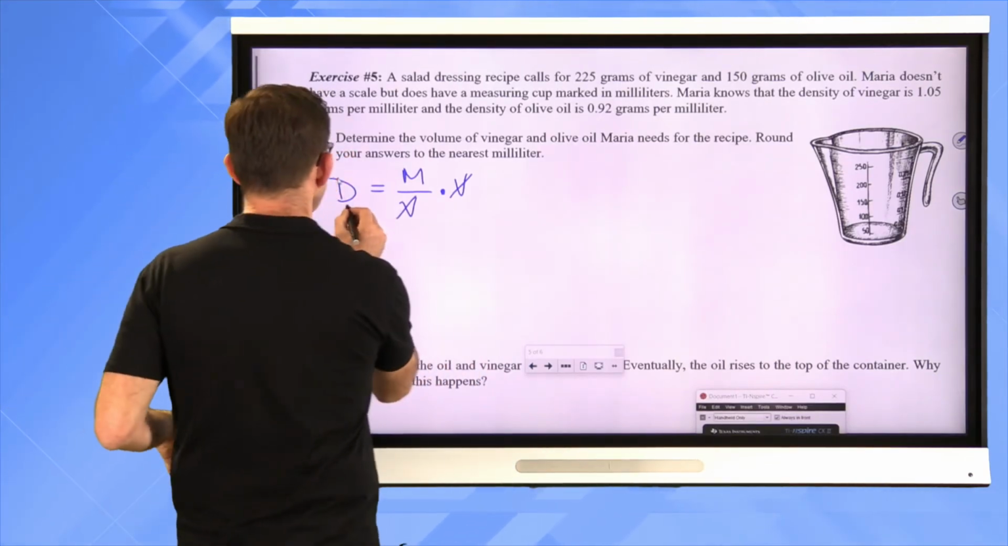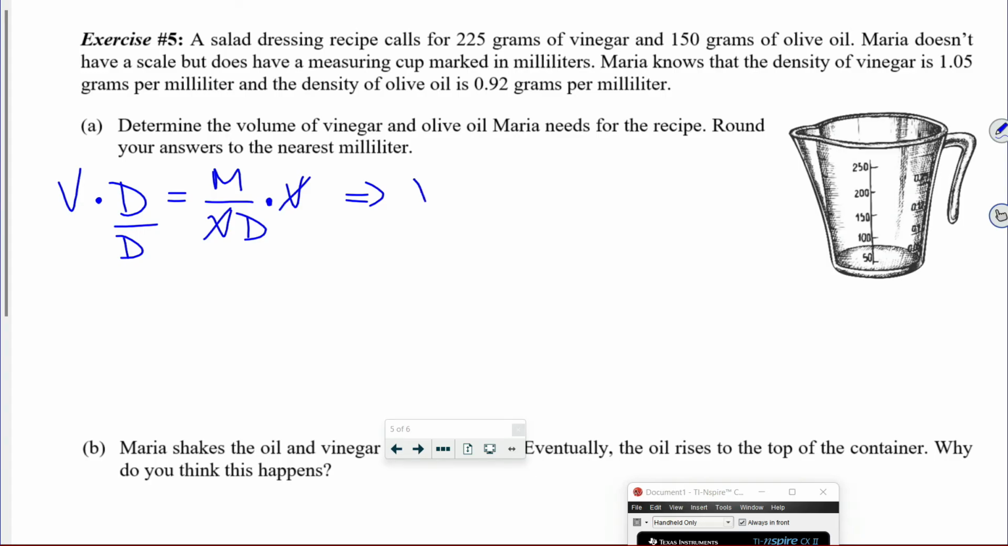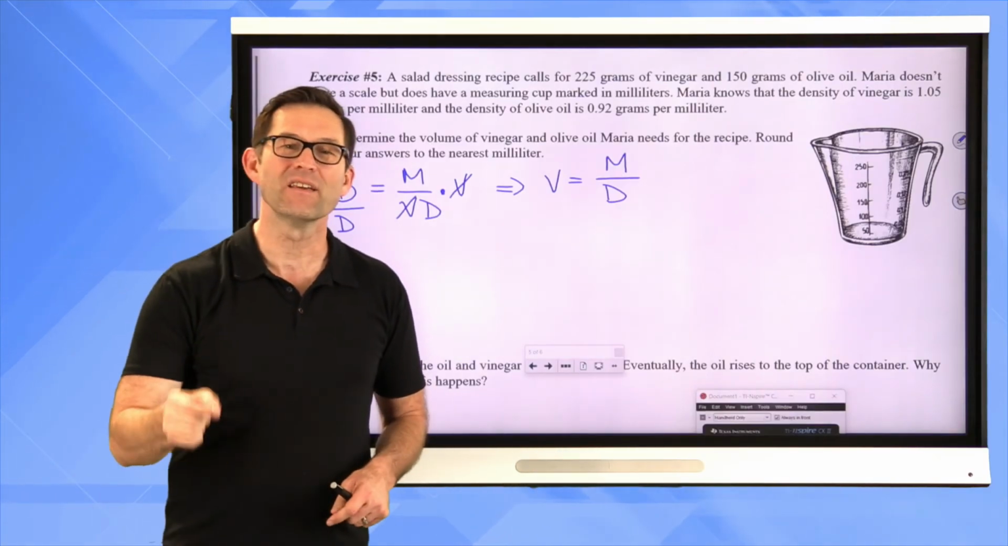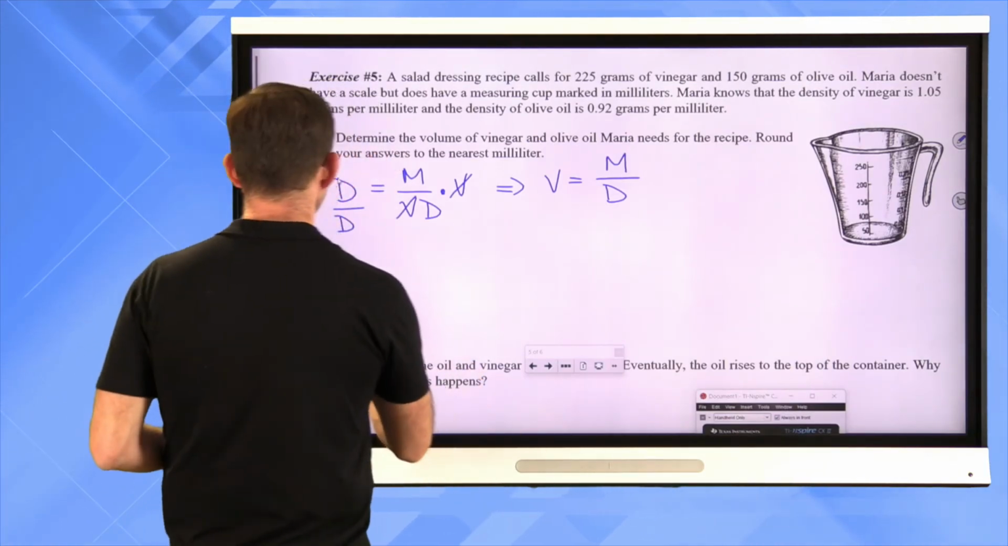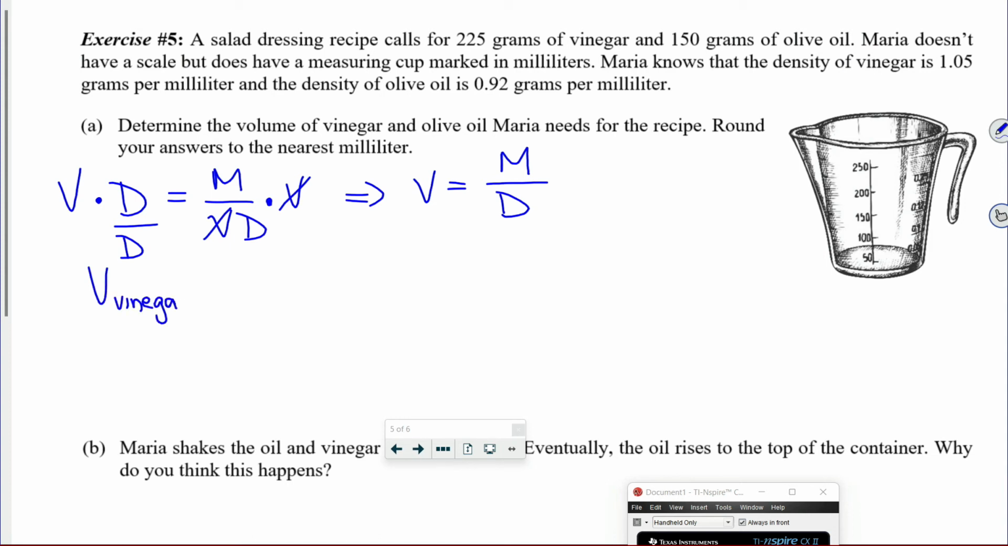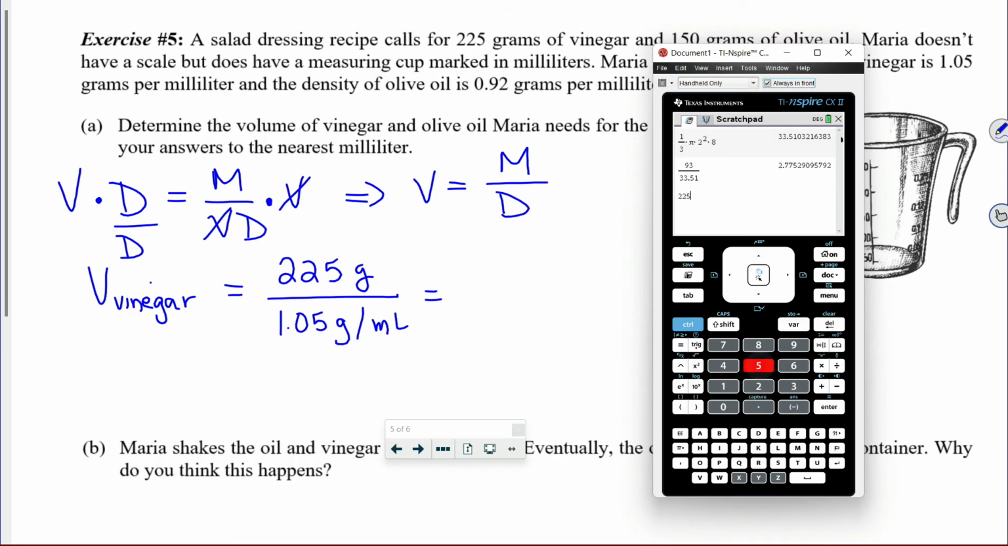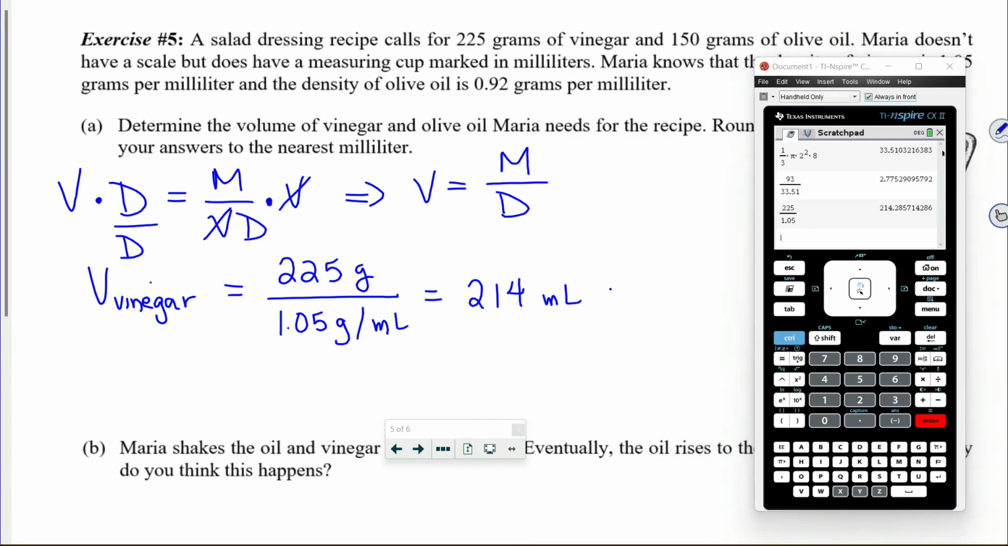But I can now solve this by dividing both sides by the density, and I get that the volume is equal to the mass divided by the density, which is kind of amazing. The density equals the mass divided by the volume, and the volume equals the mass divided by the density. So, if I want the volume of the vinegar, I just need to take the mass of the vinegar, which is 225 grams, and divide it by its density, which is 1.05 grams per milliliter. And what will I get? Let's see, 225 divided by 1.05, and I'll find that I need to have 214 milliliters of vinegar.